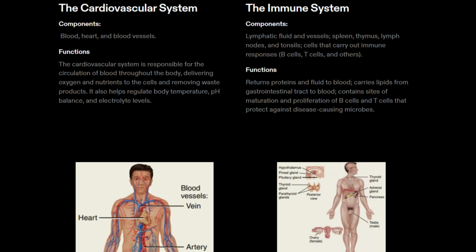The immune system. Components. Lymphatic fluid and vessels, spleen, thymus, lymph nodes, and tonsils, cells that carry out immune responses, B cells, T cells, and others. Functions. Returns proteins and fluid to blood, carries lipids from gastrointestinal tract to blood, contains sites of maturation and proliferation of B cells and T cells that protect against disease-causing microbes.